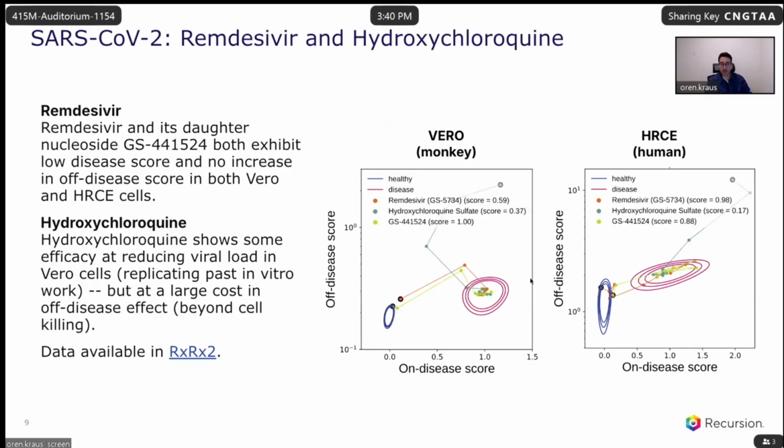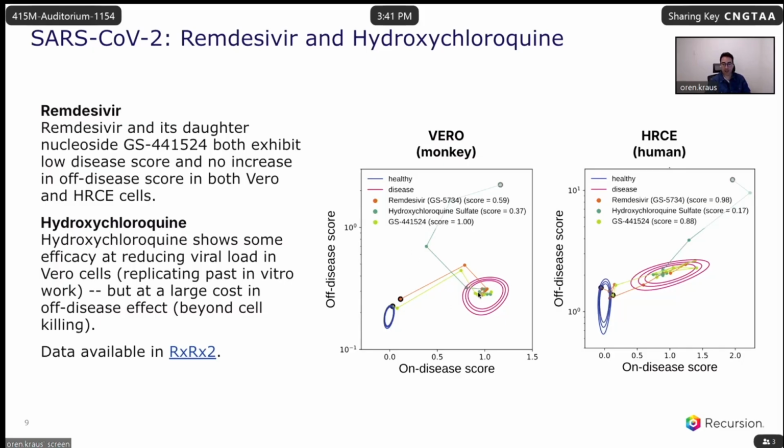So for COVID specifically, the team at Recursion went through a mega effort back when COVID was just starting, to contribute to the scientific community. So we spent about 4 weeks screening all the potential treatments in a variety of cell lines. 2 well-known treatments that we screened were remdesivir and hydroxychloroquine.